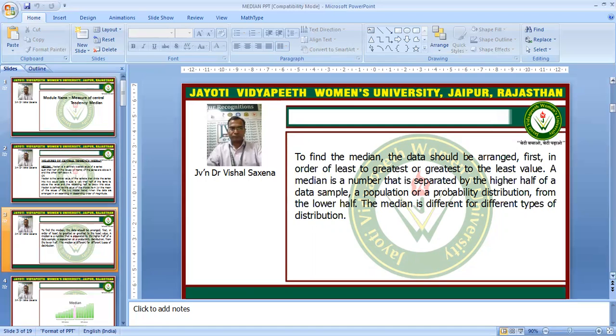A median is a number that separates the higher half of a data sample, a population or a probability distribution from the lower half. The median is different for different types of distribution. It is an important point that the median is different for different types of distribution. But to find the median, first we have to arrange the data in ascending or descending order of magnitude.